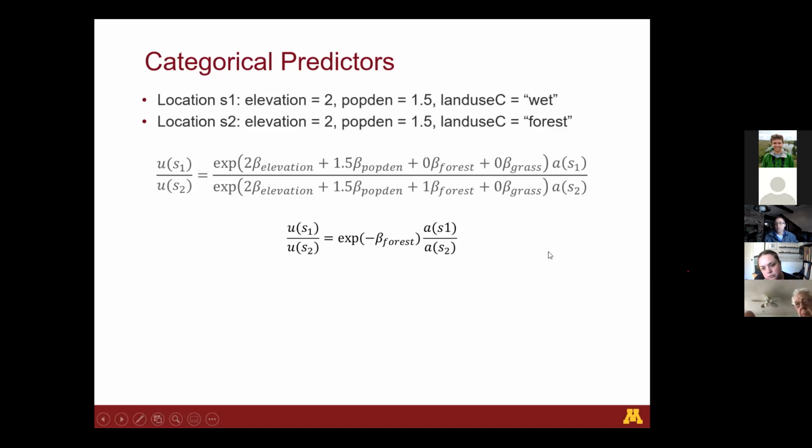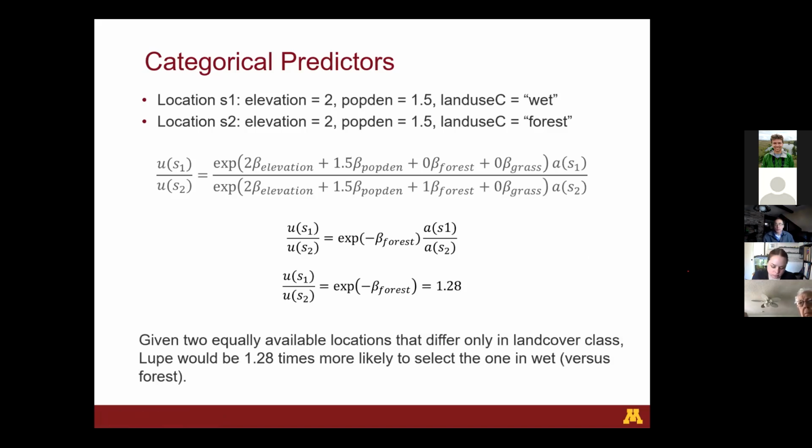Then if we assume that both types of habitat, wet and forest, are equally available, then we can interpret this coefficient by exponentiating it. And we get a value of 1.28. We would conclude that if we had two locations that differ only in terms of their land cover class, Loopy would be 1.28 times more likely to select the one in wet versus forest, okay? So this assumes that both locations are equally available and they have equal values for elevation and population density.